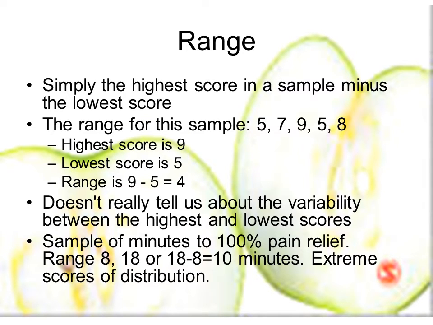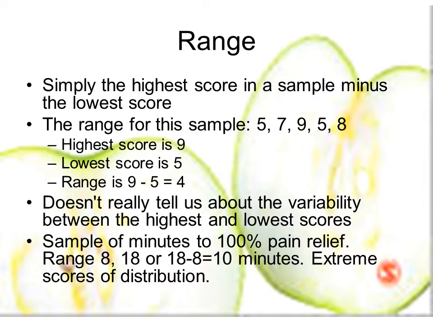So the first variation that we'll look at is the range. It's pretty simple. Basically, we look at the highest score in a sample, and then we subtract the lowest score from that highest score. The highest score in this sample is 9, and the lowest score is 5. So all we would do is subtract 9 minus 5, which would give us 4, which really doesn't say a whole lot.